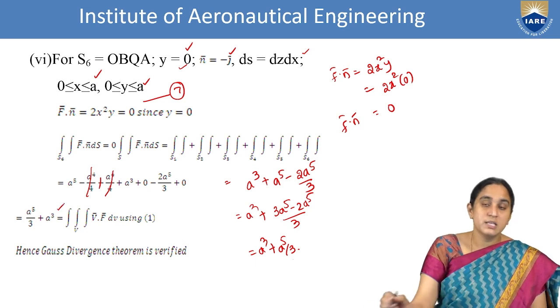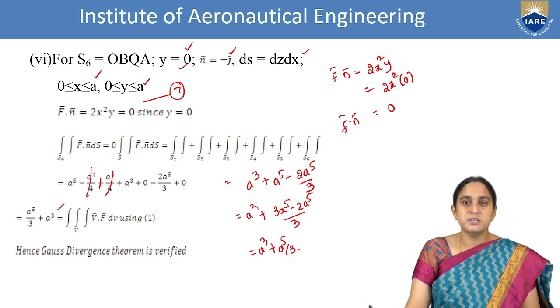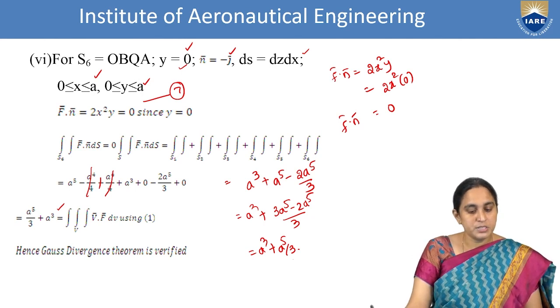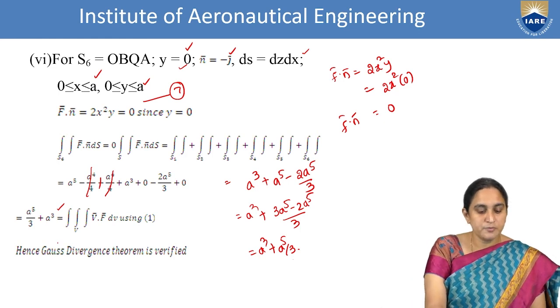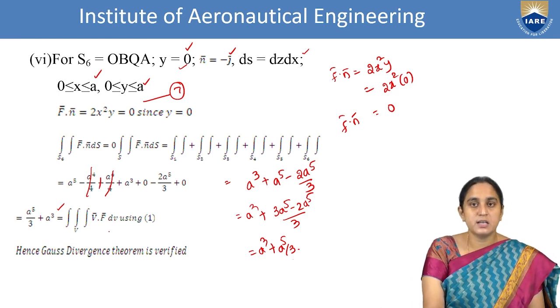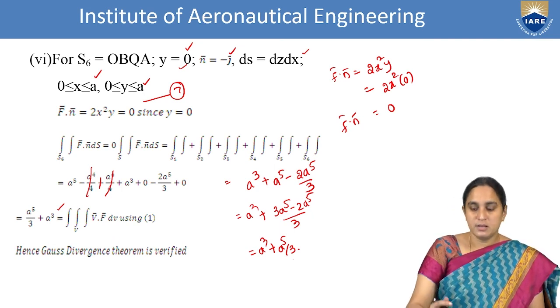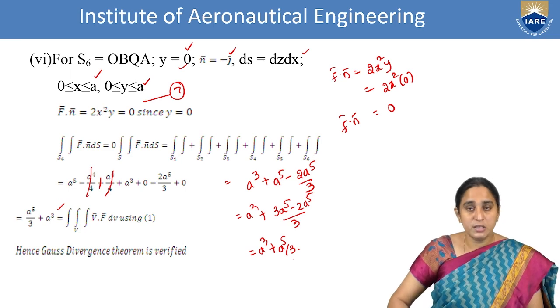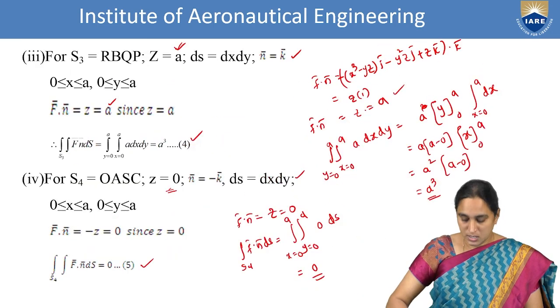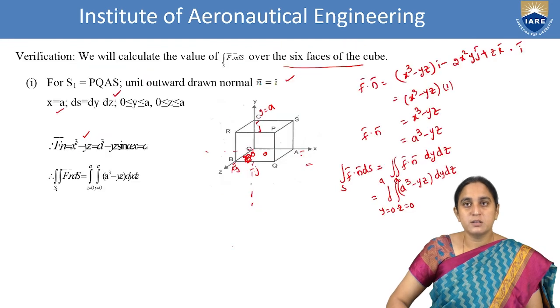This is equal to what? Once you observe the first equation, that is the triple integral value of divergence of f bar dv, that is also the same. Therefore, LHS and RHS are equal from the Gauss divergence theorem. Therefore, the divergence theorem is verified. Okay, this is the concept of the Gauss divergence theorem on the cube. The first question is on the cube.